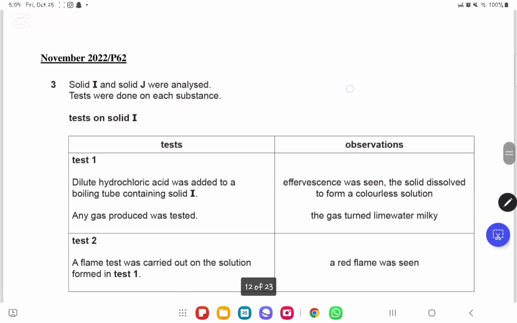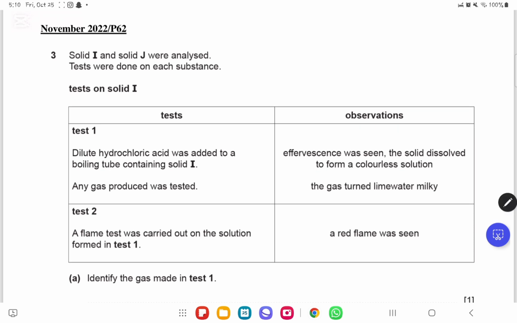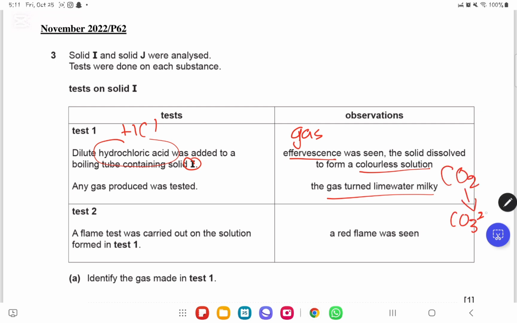Now the second one that we have is this one. Now we have solid I and solid J that were analyzed. Tests were done on each substance. Dilute hydrochloric acid was added to a tube containing solid I. It reacted with hydrochloric acid, which is HCl, and then effervescence, meaning there is a gas formed. It formed a colorless solution and the gas turned lime water milky. Please memorize, anytime you see colorless solution and lime water milky, that means the gas released is carbon dioxide and the ion that released it is CO3 2-.